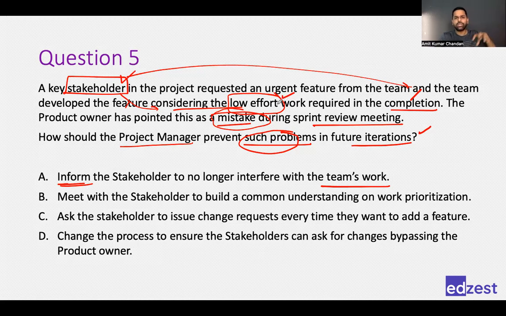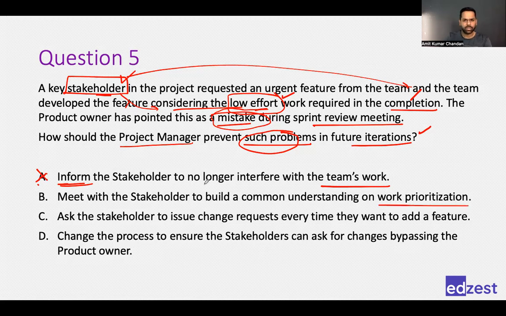So what we need to do is discuss with both parties on why it happened, and then figure out a common ground, rather than informing one party that from tomorrow don't do this. It's not a good choice. This is not how we do project management. So not a good choice. B, meet with the stakeholder to build a common understanding on work prioritization.